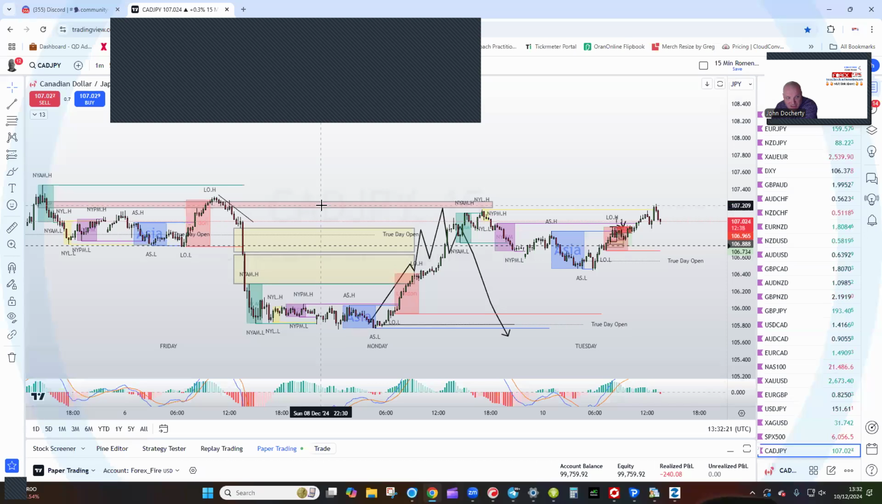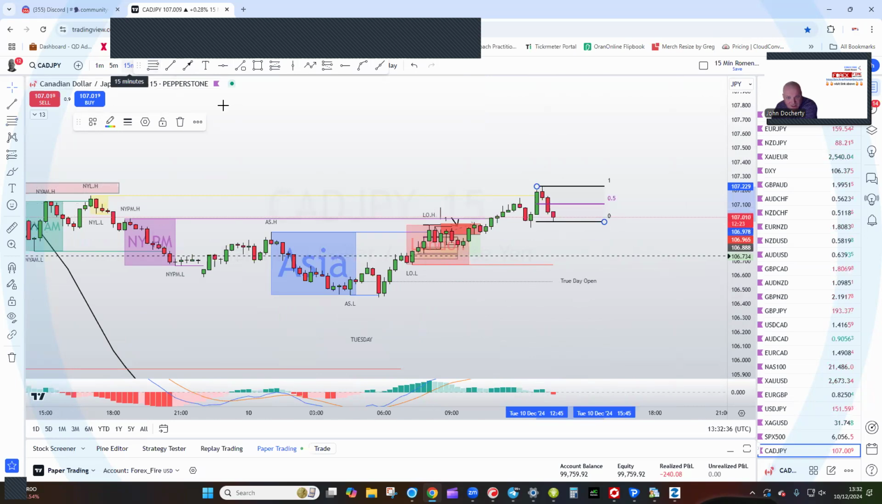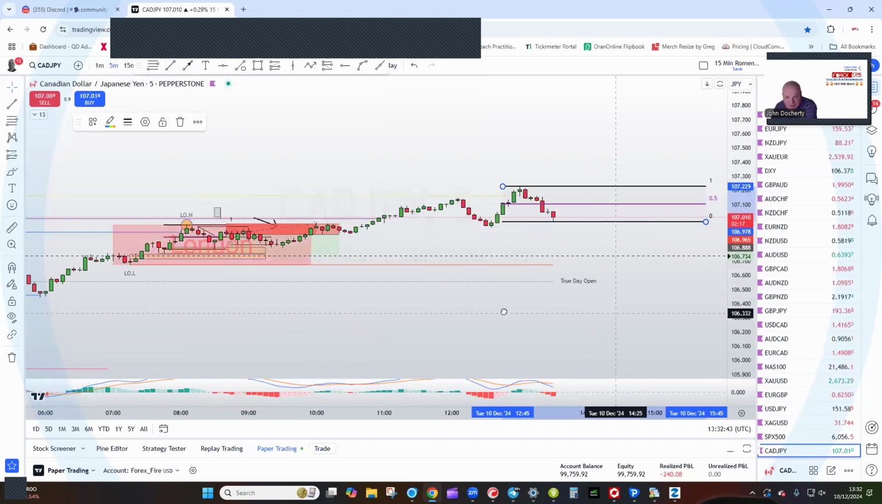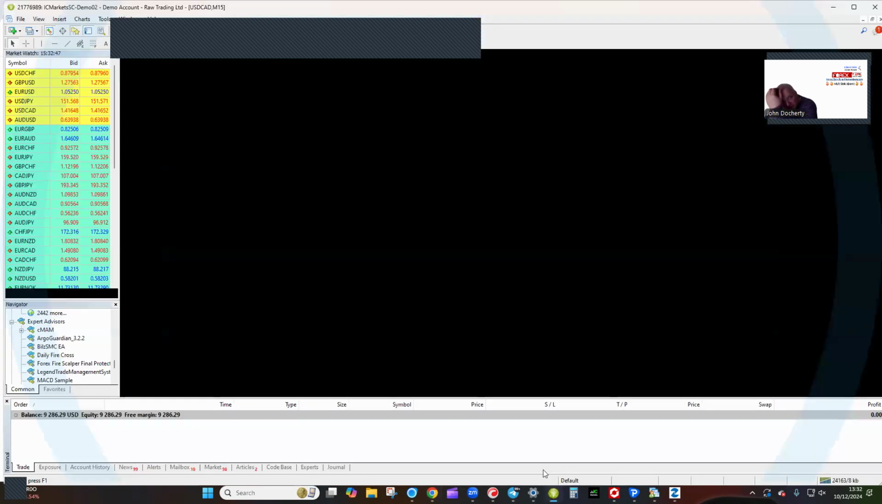From what I mentioned yesterday, it looks like we've come up to touch into this area that I marked out yesterday, and we're starting to get a reaction. So I'm going to draw a fib from this to this, and we've pushed out of the lower part of this candle.